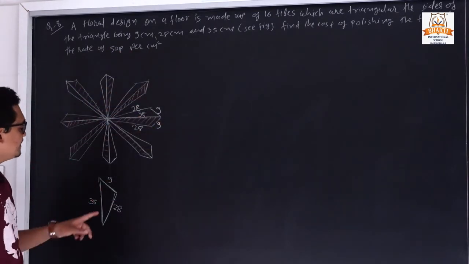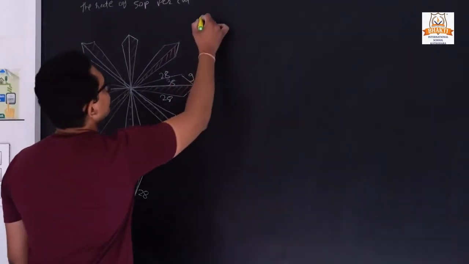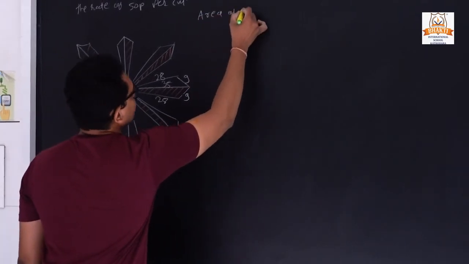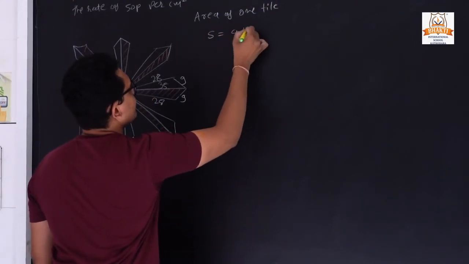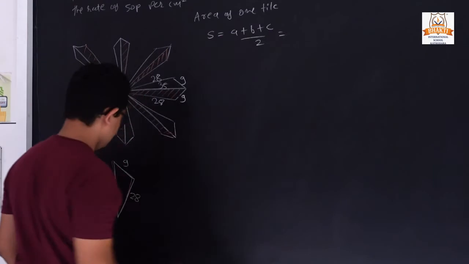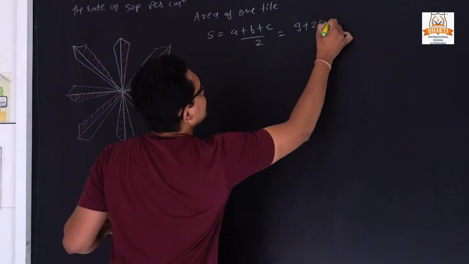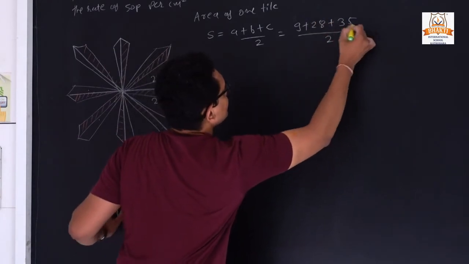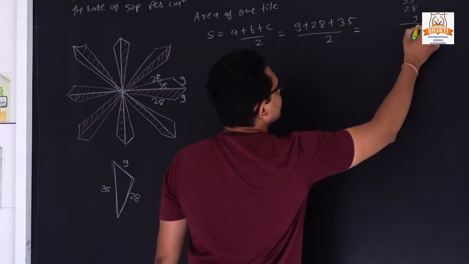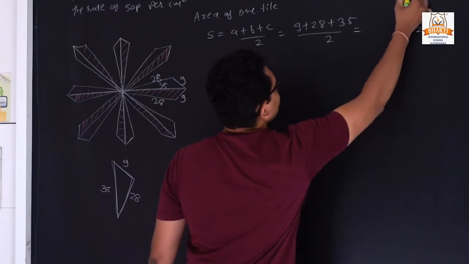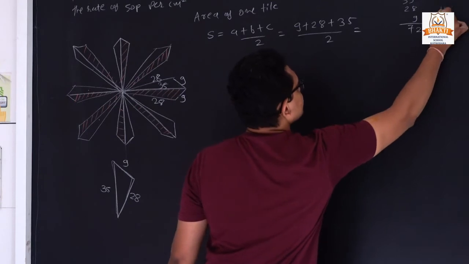So first of all, we can find the area of one tile. Clear? So we can start like that. Area of one tile: S is equal to (a plus b plus c) divided by 2. So what are a, b, c? 9, 28 and 35. 9, 28 and 35 divided by 2. So we can add these all: 35, 28 and 9. 16, 17, 17 plus 5, 72 divided by 2. So it is 36.